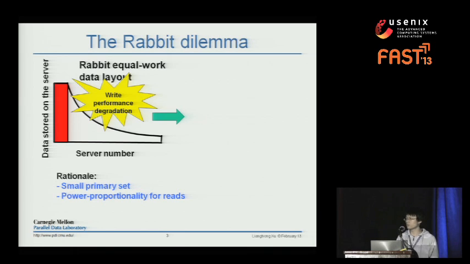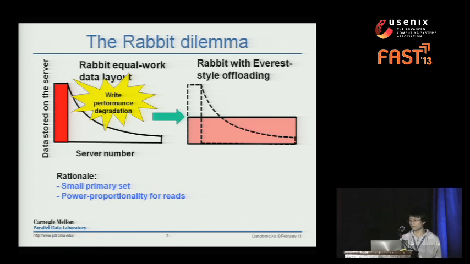So, in order to solve this performance problem, Rabbit borrows an idea from the average storage system, which provides a technique called write offloading. Specifically, writes that go to the primary servers are now offloaded to the relatively lightly loaded servers. And you can see a data layout like this. Of course, as a consequence of offloading, those primary copies that were originally constrained in the primary set are now spread across all the active servers.